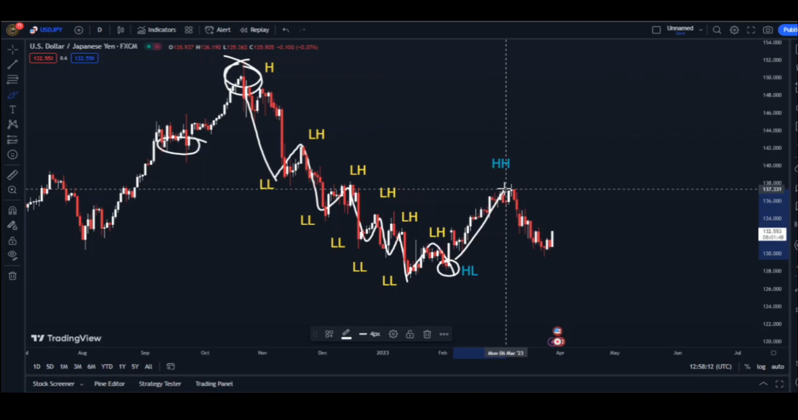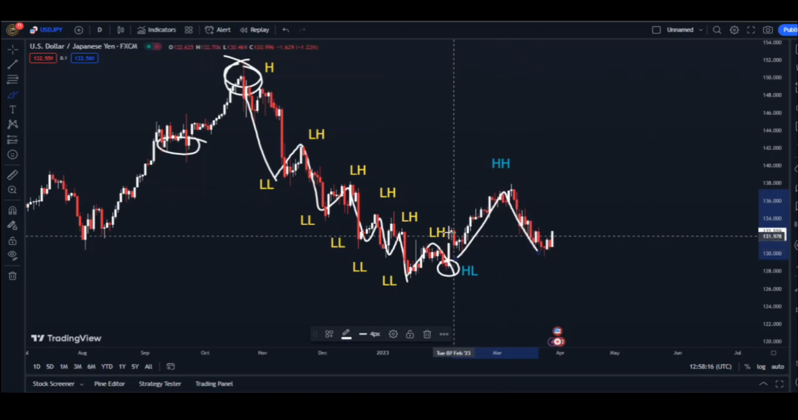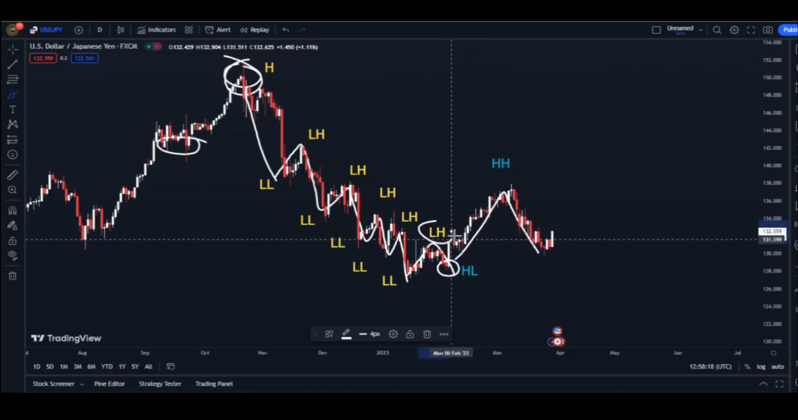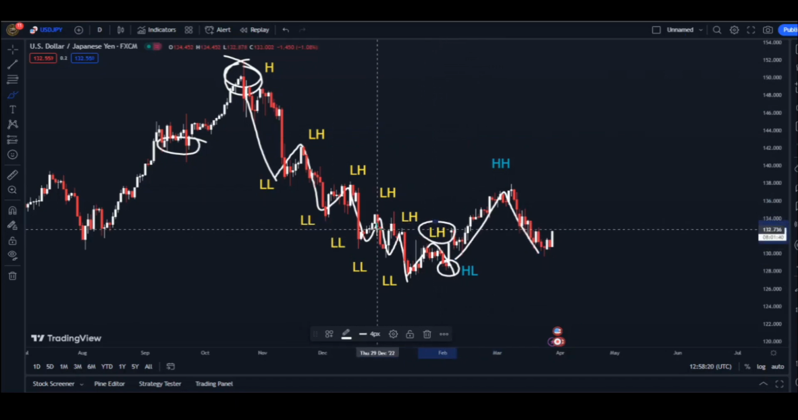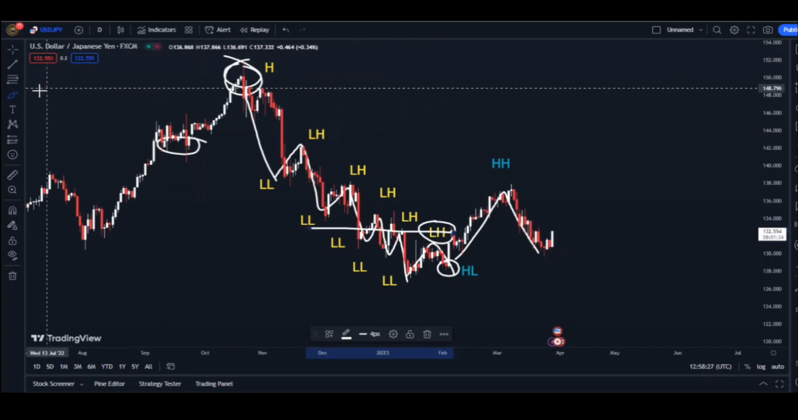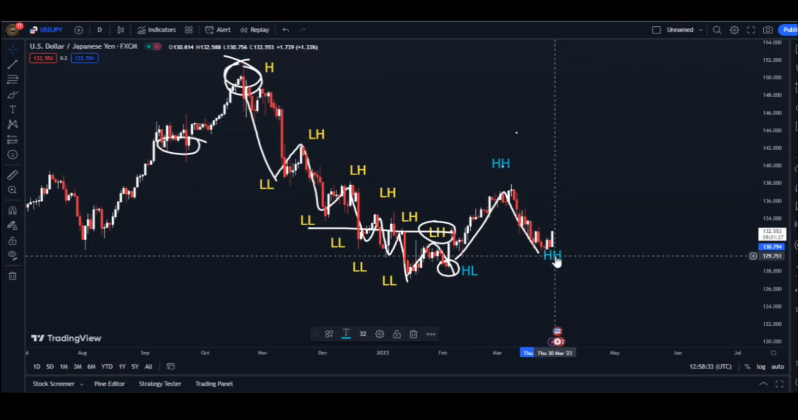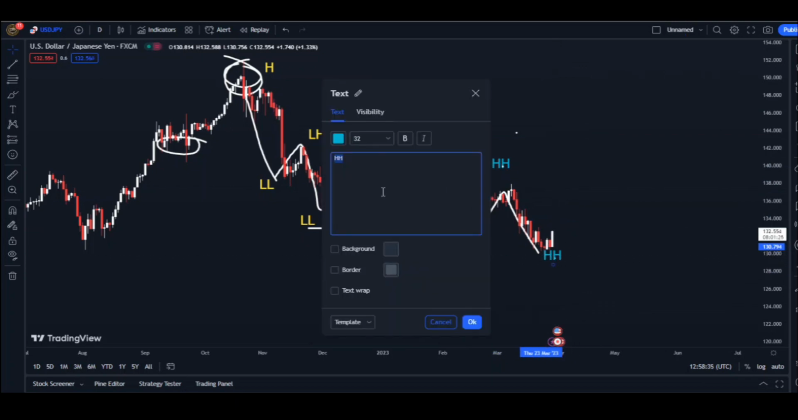Another higher high and then what? Another higher low. So meaning the market has transitioned from this point, breaking this lower high level. So this is a significant level for the sellers, right? Later on I will just mark this structure as higher low, right?